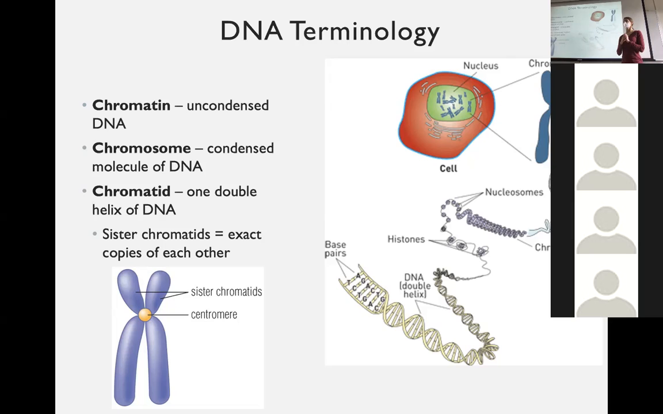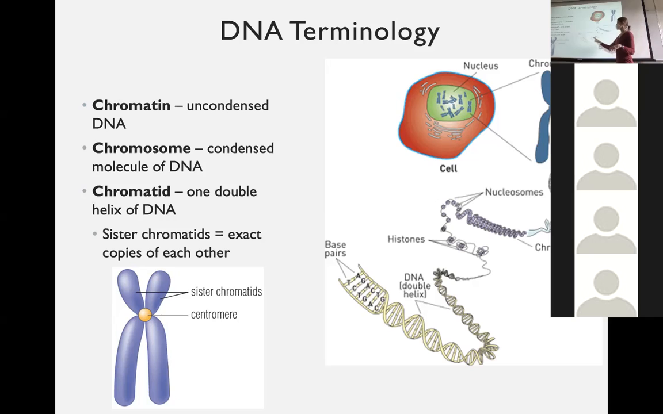DNA, when the cell's not dividing, is in this really uncondensed form called chromatin. So it's all like this long stringy stuff, which I'll show you an image of when we get into mitosis. So it's just these long strands of DNA.